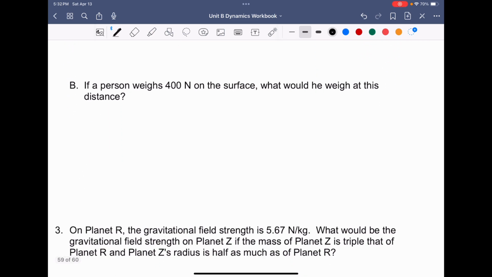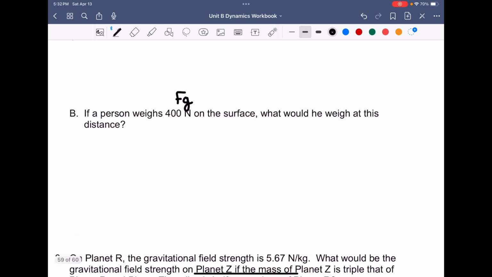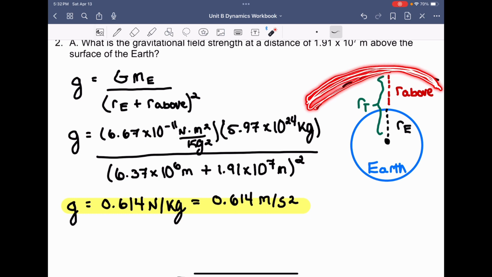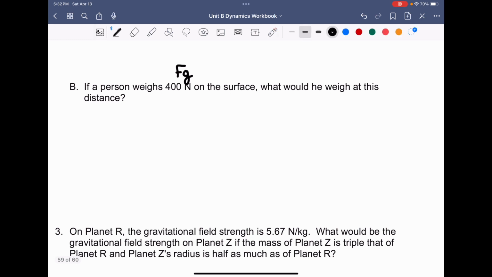All right, now part B continues this and says, what if we want to consider that a person weighs 400 newtons on the surface of Earth, meaning their FG is 400 on the surface? What would this person weigh at that distance above Earth, or in that section where they're above the surface of Earth by that distance? So how much would they weigh here, or what would their force of attraction be at that region? Now, to do this, first and foremost, when you're not given mass, we need to calculate that.